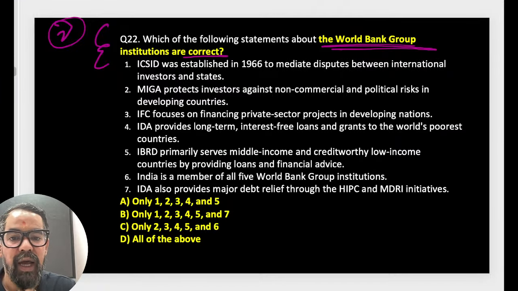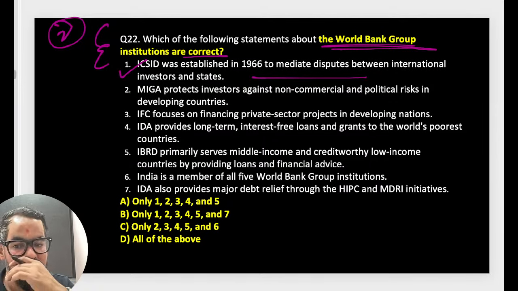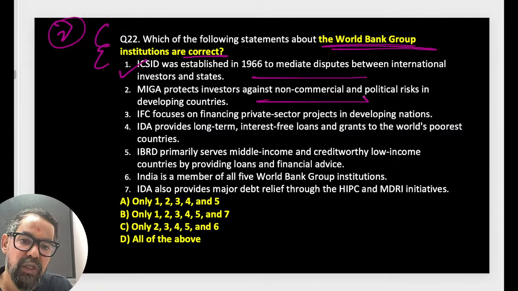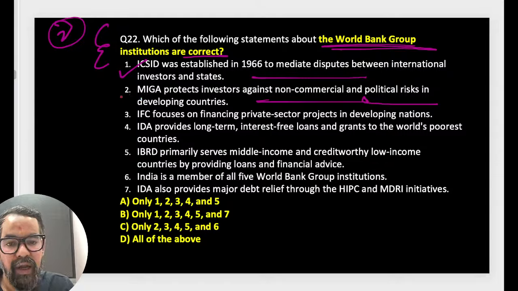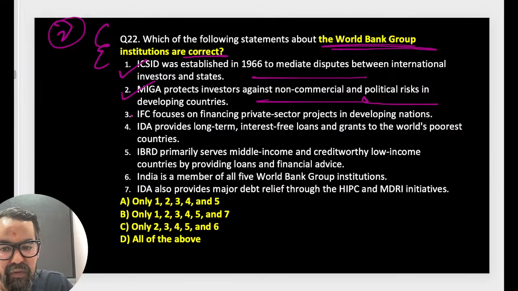B, the ICSID was established in 1966 to mediate disputes between international investors and states. 100% true. ICSID is the International Centre for Settlement of Investment Disputes. Second statement, MIGA protects investors against non-commercial and political risk in developing countries. This is also true. MIGA stands for Multilateral Investment Guarantee Agency.